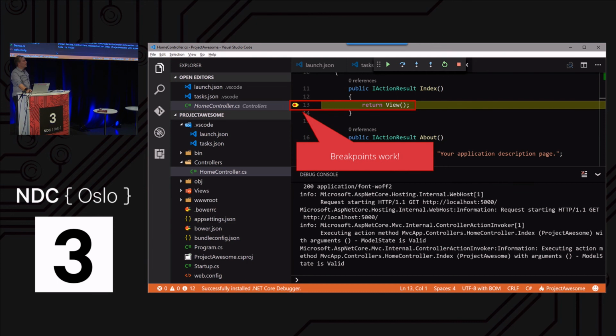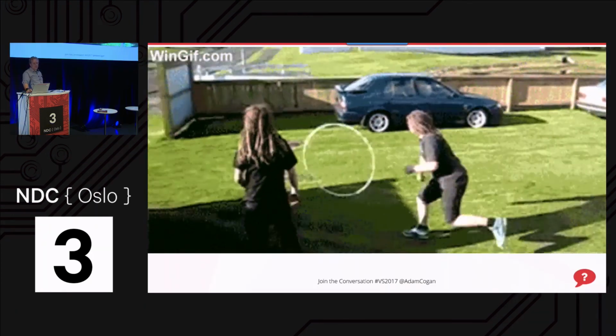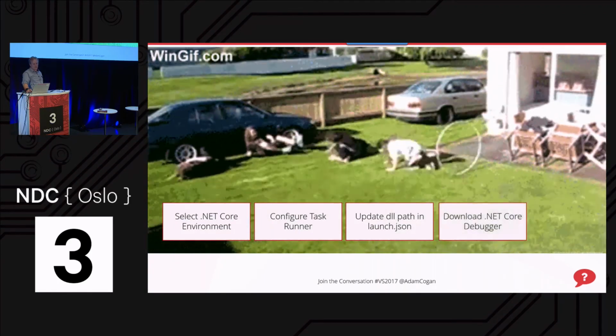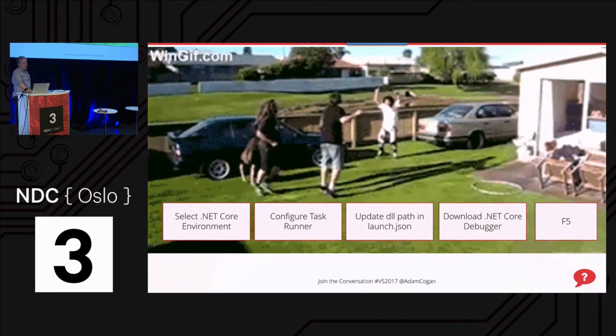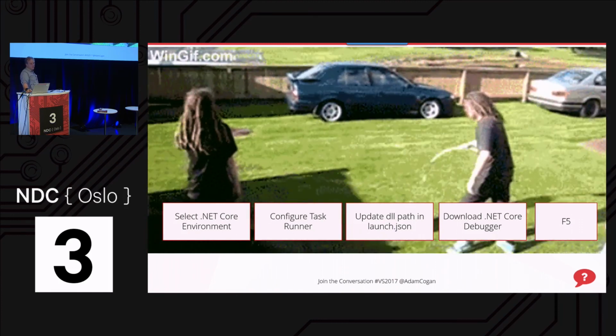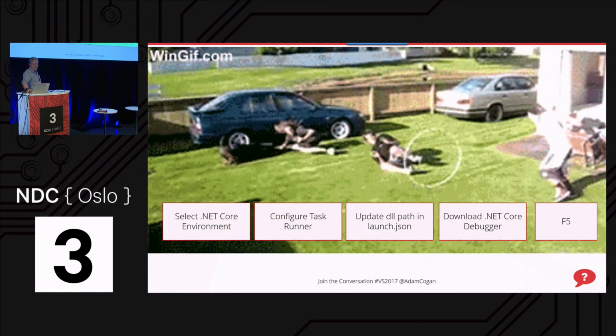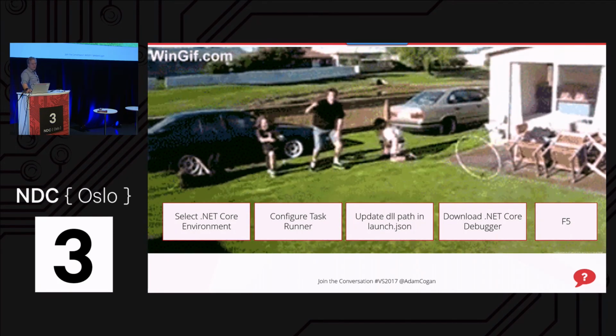So now the breakpoints work. And so it's just the same as this. You just jump through a hoop, and a second hoop, and a third hoop, and a fourth hoop, right? So let's try that again. First hoop, the .NET Core environment, and then the task run, then they update the DLL and download the .NET Core debugger, and we're good to go.